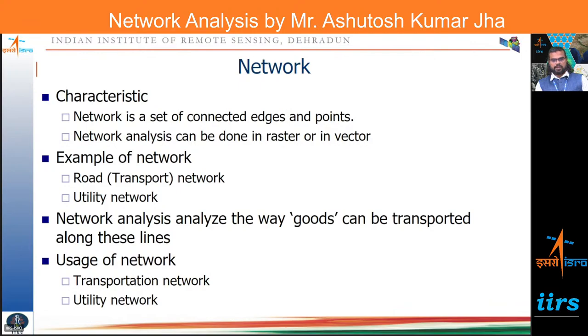But in most cases, we carry out network analysis on the basis of graph theory, and we consider all these point, line, and vector features as unique components of that. Then we carry out different types of analysis, like finding the shortest distance, the connectivity, and other metrics.